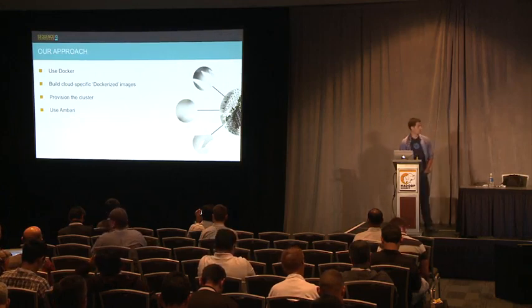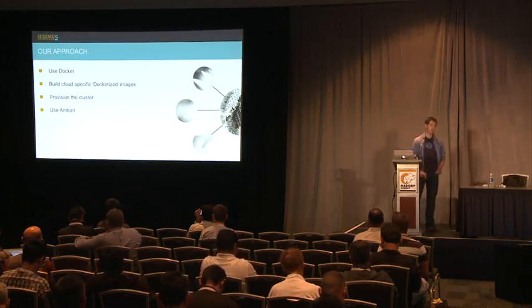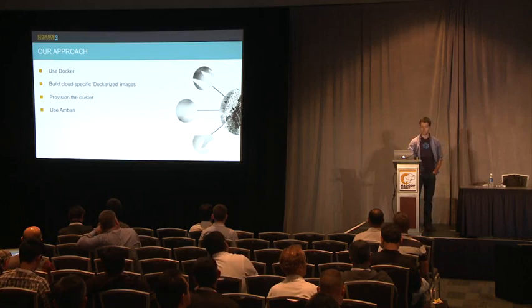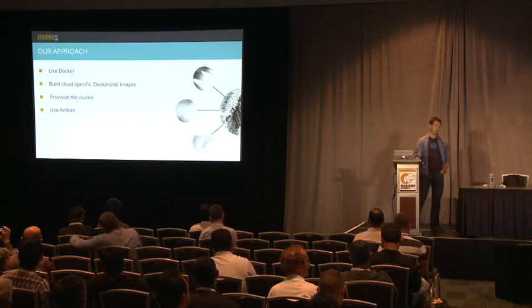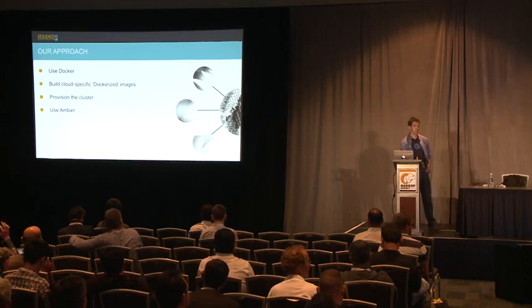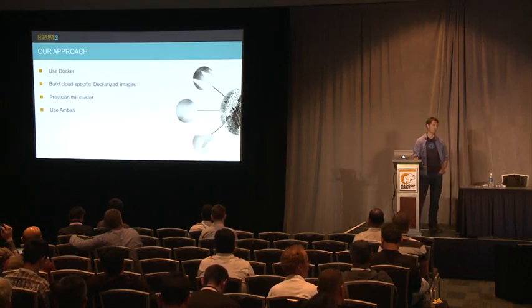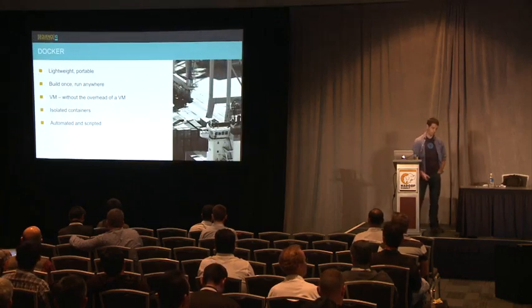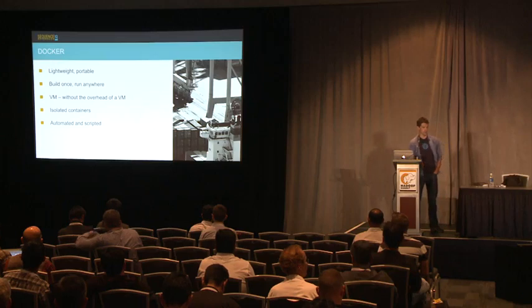Our approach is quite simple. Then we are going to dig in details in a couple of minutes. But basically, the approach is to use Docker as much as possible to build the Dockerized cloud images, provision the cluster on the cloud, and then use Ambari to provision the Hadoop cluster. So this is the short story. Then let's kick in Docker.